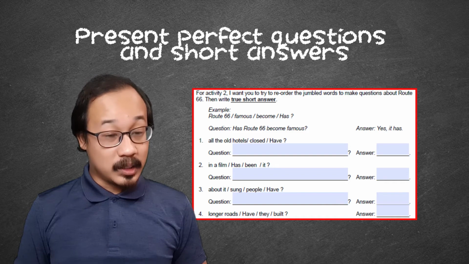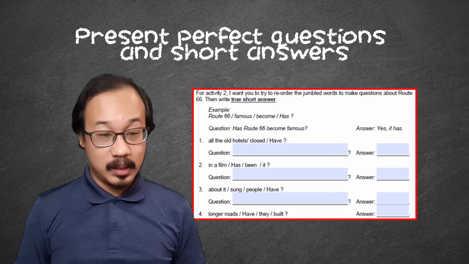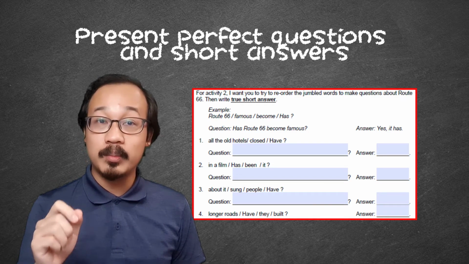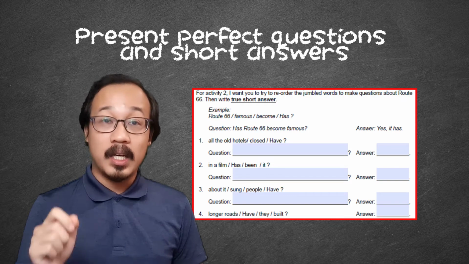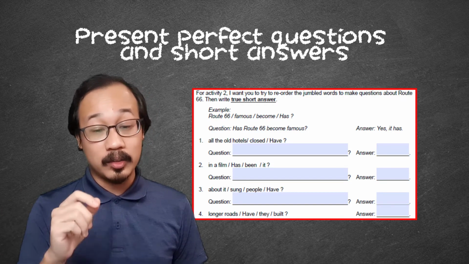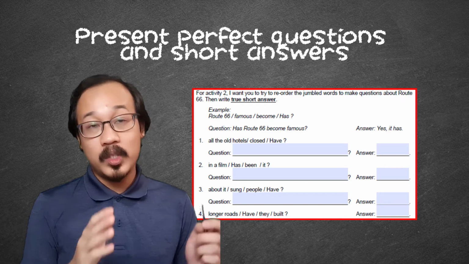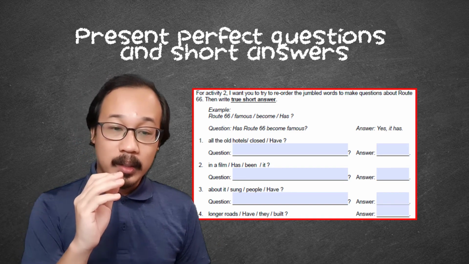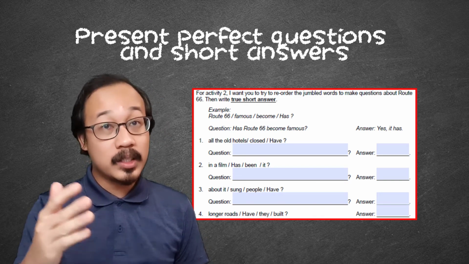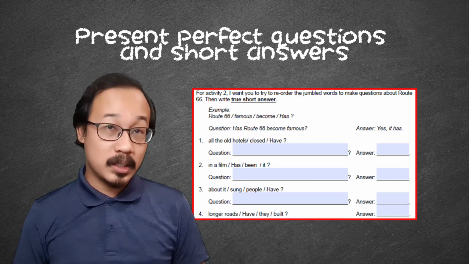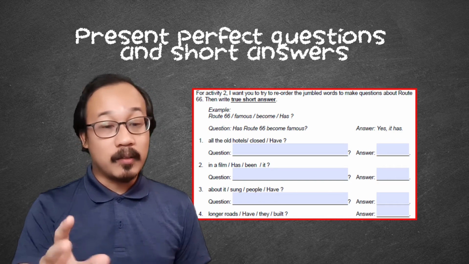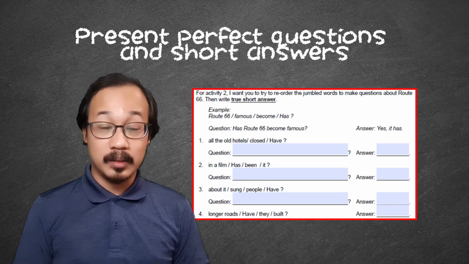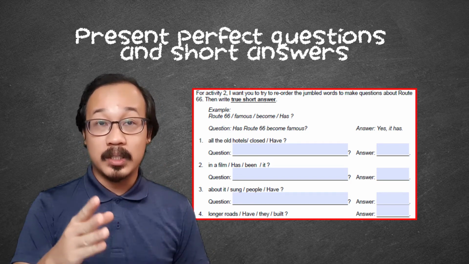The words are Route 66, famous, become, and has. Remember that if you want to ask a question in present perfect tense, you need to start off with has or have. So in this case, we're going to start with has. Now, what comes after has or have? We have the subject. So let's identify which one is the subject in the list of words. I can say that Route 66 is the subject. So now we have has Route 66.